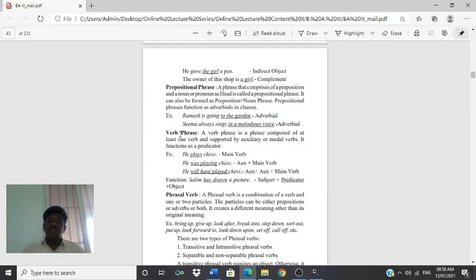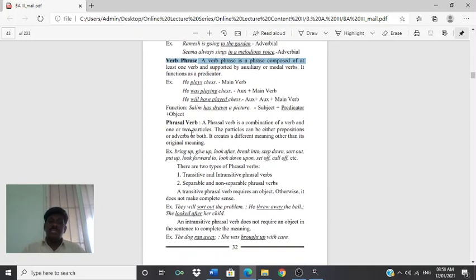So this is what a prepositional phrase is. Then verb phrase. Verb phrase is also important. As noun phrase is important, verb phrase is also very important. A verb phrase is a phrase composed of at least one verb and supported by auxiliary or modal auxiliary verbs. What are auxiliary verbs? Sahayak Kriyapadi. It functions as a predicator. So verb always works as a predicator.